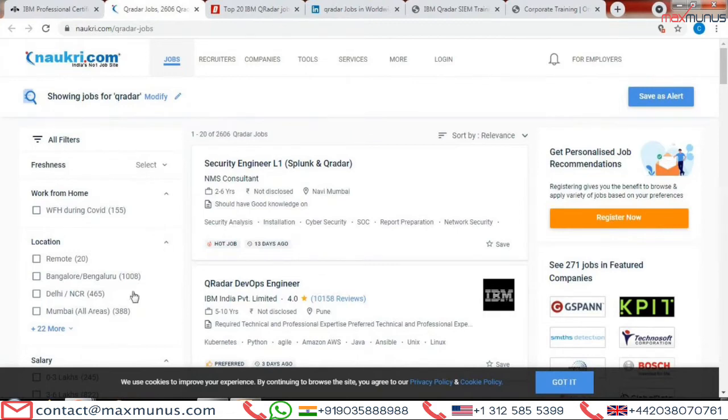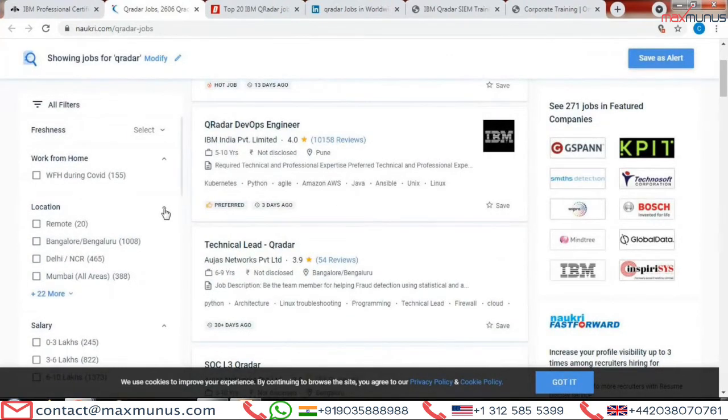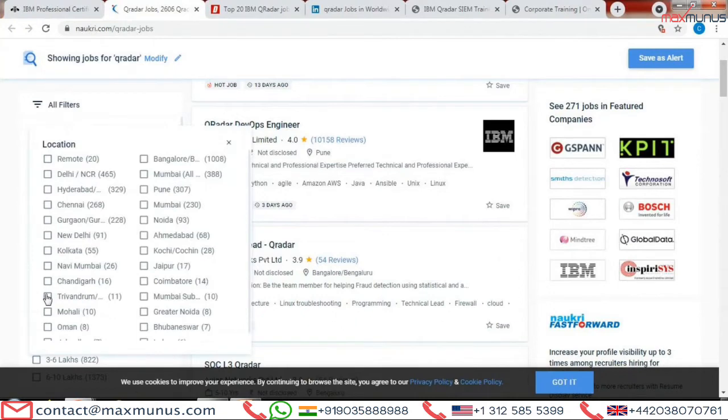Among these, the topmost locations are Bangalore being the top, with 1008 job opportunities for IBM Curator. Then I can see Delhi, Mumbai, Hyderabad, and many other locations are also available.